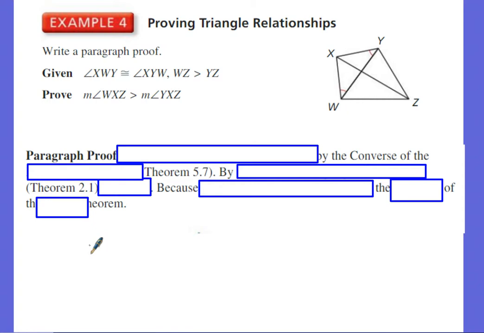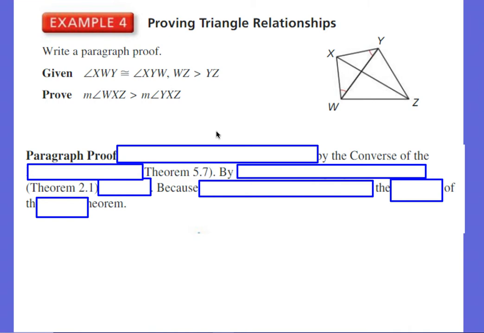In this video, we are continuing our Hinge theorem discussion, and we're going to be going through a paragraph proof in which we will try to utilize the Hinge theorem to make some conclusions. In the following diagram, we can clearly see that we are given some information about angle XWY. So we have XWY and XYW, and we are also given already that WZ is greater than YZ. All right, so that value of WZ is greater than the value of YZ.